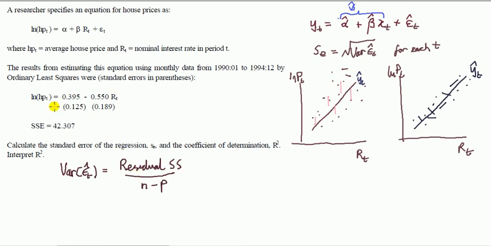So now let's compute it. The variance of the residual is given by this expression. It's the residual sum of squares, also known as the sum of squares error, this is the notation they're using here, divided by the number of observations minus the number of parameters in the model. So in this case we have the residual sum of squares is 42.307 divided by, right, what is n? Sample size. We're going to have to calculate it.